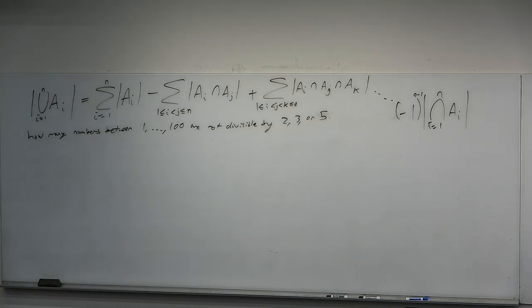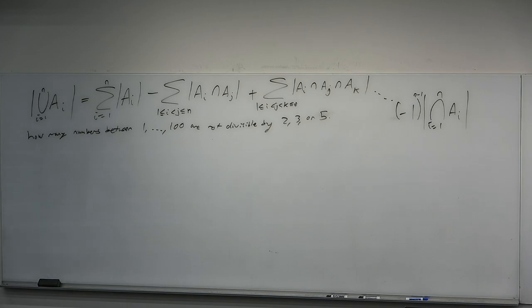So we want to count the number of numbers between 1 through 100. There's 100 of them, certainly. We want to count the number of numbers that are not divisible by 2, 3, or 5, right? We can actually do that by counting the number of numbers that are divisible by 2, 3, or 5, and then we can subtract that from 100. So instead of counting the ways something is not divisible by something, which is a little difficult, we can use basic set stuff and inclusion-exclusion to count the number of ways something is divisible by something.